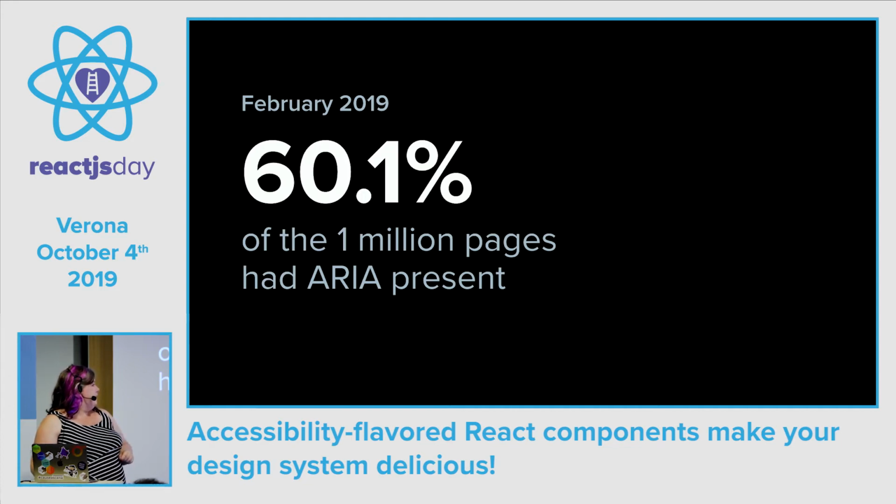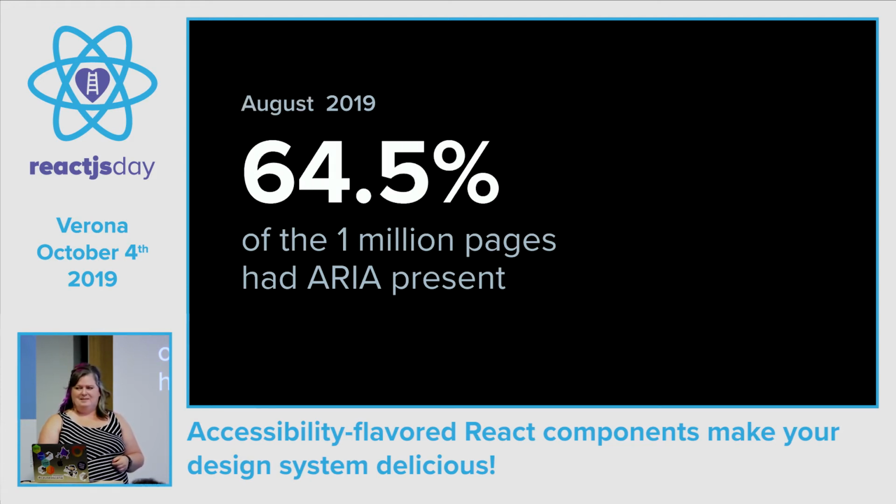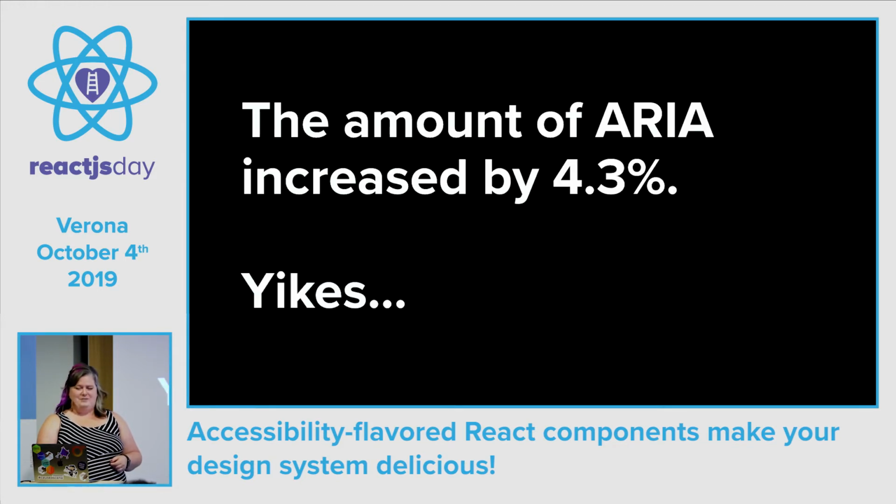So ARIA present on 60.1% of pages in February. In August, 64.5%. So the amount of ARIA increased. Like everyone just started shoving ARIA at it. Yikes. So developers, they have good intentions, and so they want to do the right thing, but they made the accessibility of the pages worse because they're implementing things incorrectly.